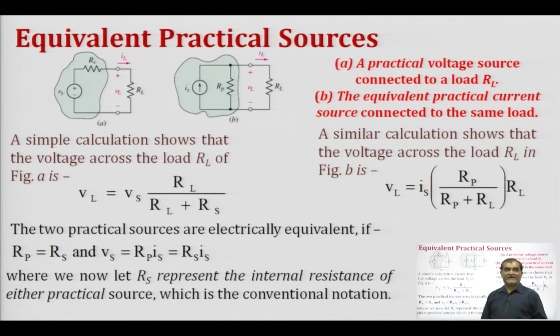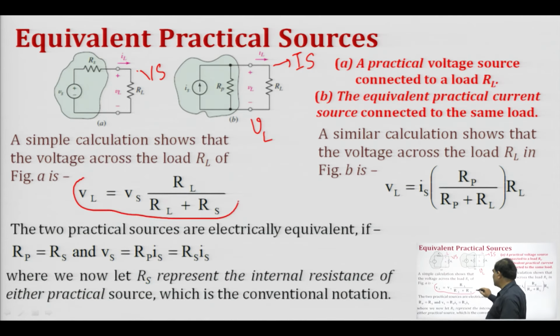Then we go for practical sources and see what condition is required for the two practical sources to be identical. This is our voltage source and this is our current source, and now we are trying to find the equivalence between these two. What we can do is find the value of load voltage in both cases. For the first case, we get the load voltage V L equals V s R L upon R s plus R L, by the voltage divider rule, for the circuit shown in figure A.